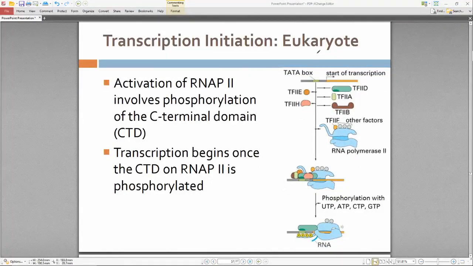For eukaryotes specifically, the RNAP2 is activated by phosphorylation of the C-terminal domain. I don't know where the C-terminal domain is, so this is just something I know that happens, but I'm not too sure where and how it happens. So transcription begins once the CTD on RNAP2 is phosphorylated. So over here. Wait, no, let's go. Other factors. Yes, phosphorylation is going on over here. And then it chugs along.